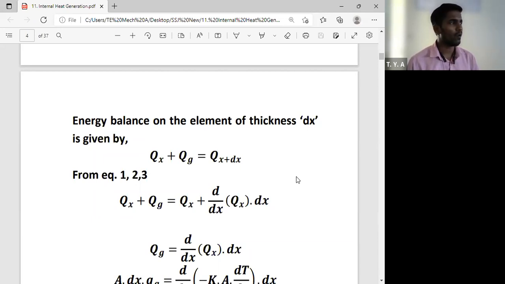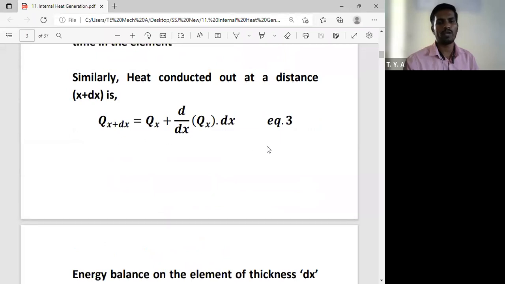Okay, so we have written the equation for each term. We have written the equation of the qx, we have written the equation for the qg, and we have written the equation for the qx plus dx. Initially we have to put the value of qx plus dx. qx plus dx ची व्हॅल्यू काय आहे बघा. We have written this value of qx plus dx, that is equation number 3. So we have to put that value into this equation.